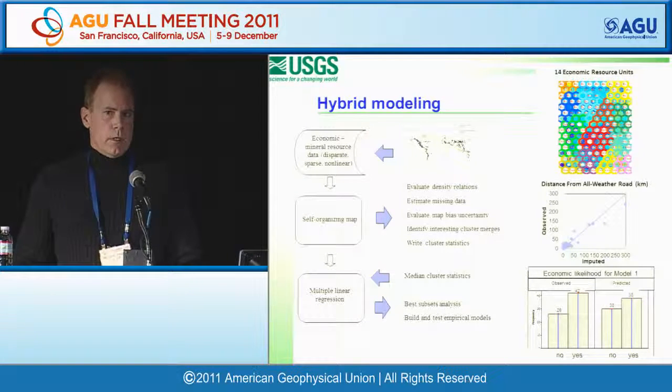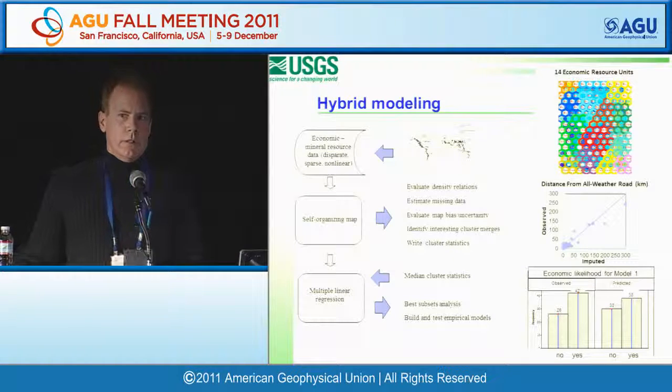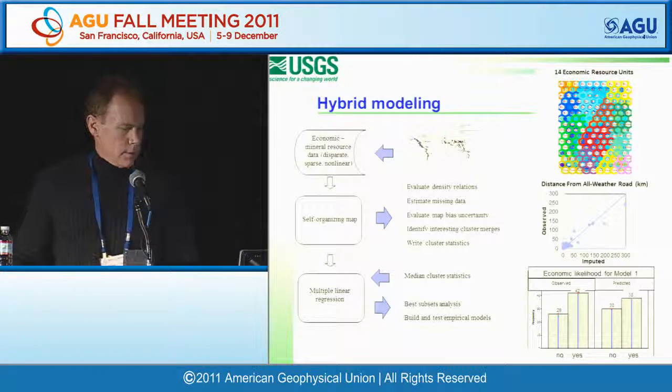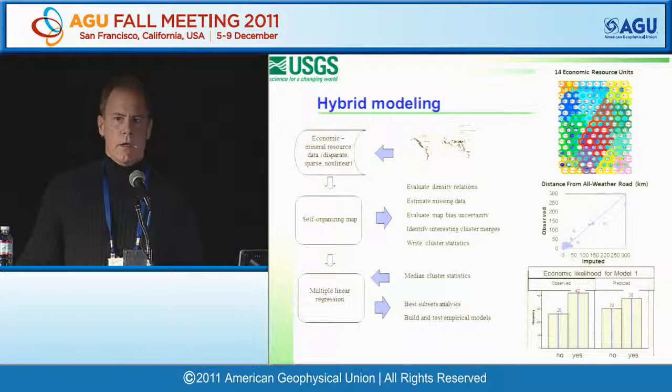And we look for interesting cluster mergers based on k-means clustering and the Davies-Bouldin criteria. And on the upper right panel, you see that there's a number of different 14 economic resource units, which basically are clustered on statistics of the data that we have from the global set. The second panel there in the middle shows observed versus imputed data for just one of the variables we're interested in. And this is an economic variable, distance to all-weather roads, which turns out to be important. You can see a nice one-to-one relationship.